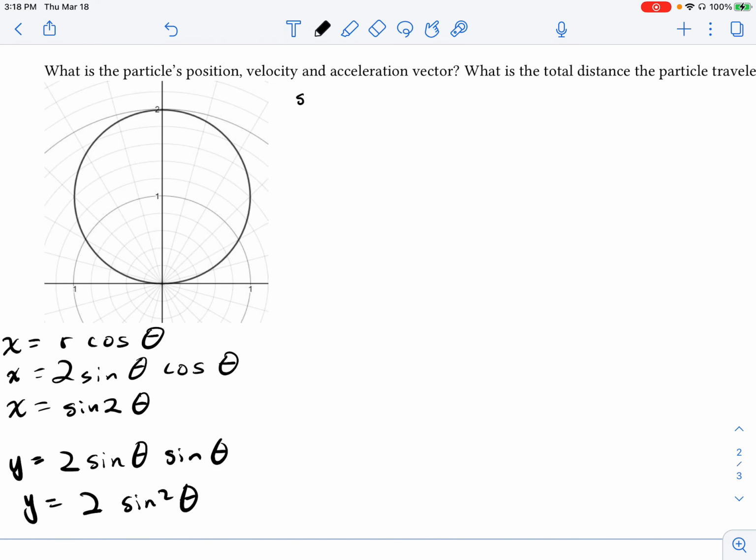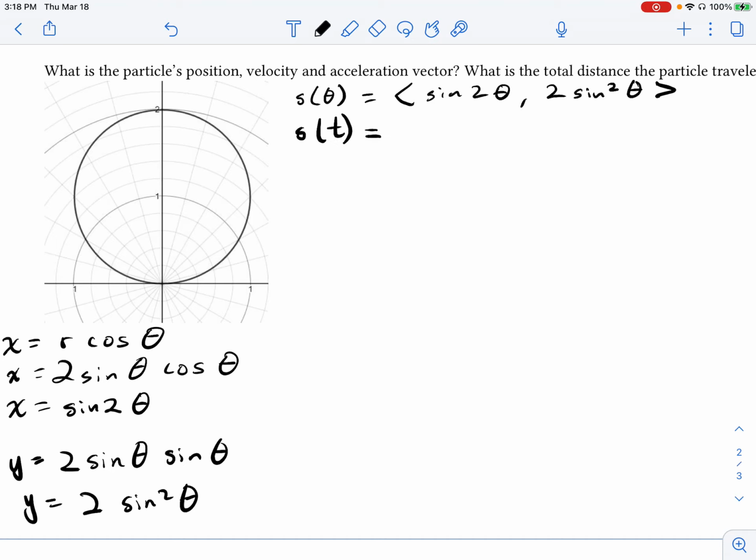So first off, our position vector in terms of theta is the following. 2 sine theta cosine theta, or actually maybe let's just write the double angle form of it. We're going to just write sine of 2 theta. Our y component is 2 sine squared theta. When you're working with double angles, just make sure you're super careful with how you write your coefficients and your exponents. But now we want to rewrite this position vector in terms of t.